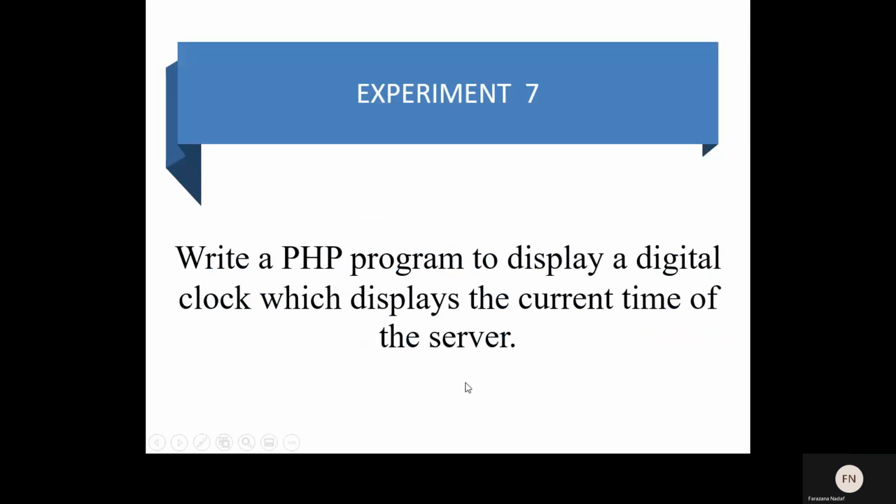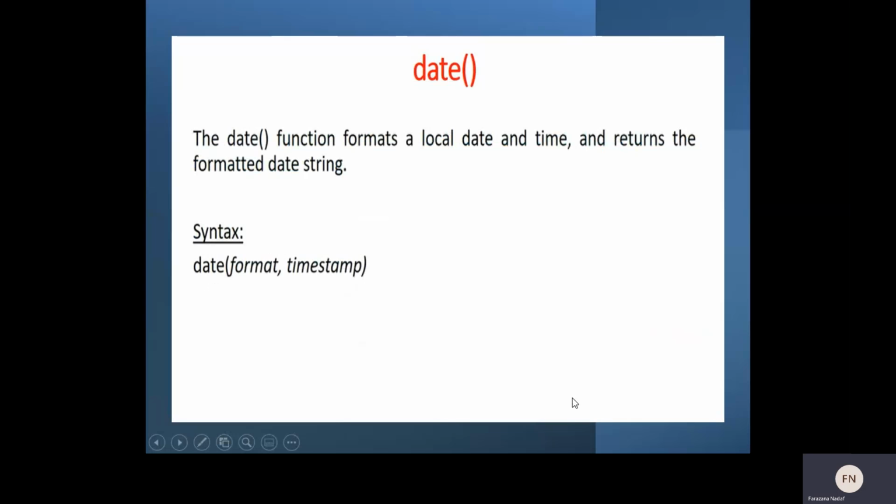the server. So to do this program, what are the requirements of the program? Here we need to write a PHP program which should display a digital clock. The current time has to be displayed from the server. Right? So now the date function displays your current local time and date of the server. This date function takes its own syntax, with two parameters, a format and a timestamp, right?